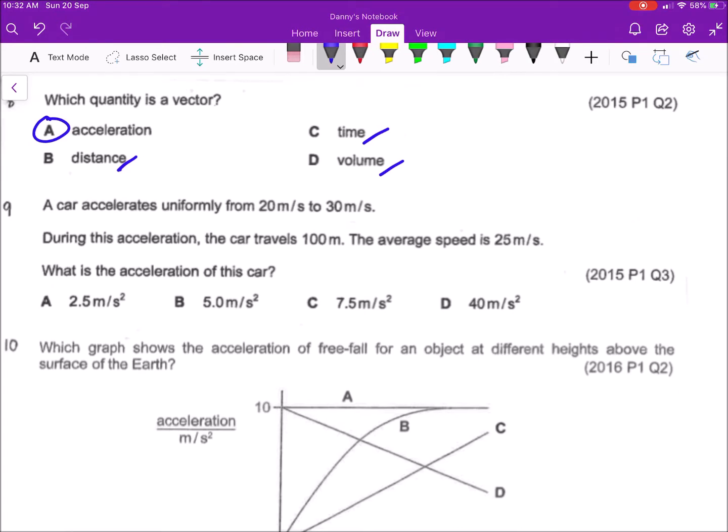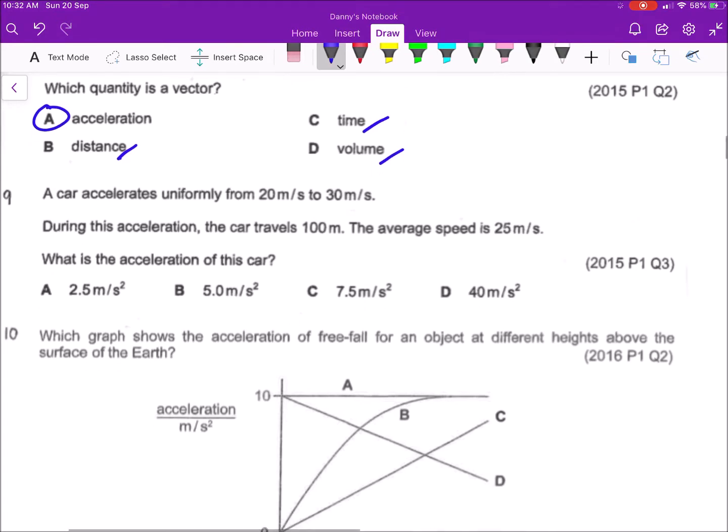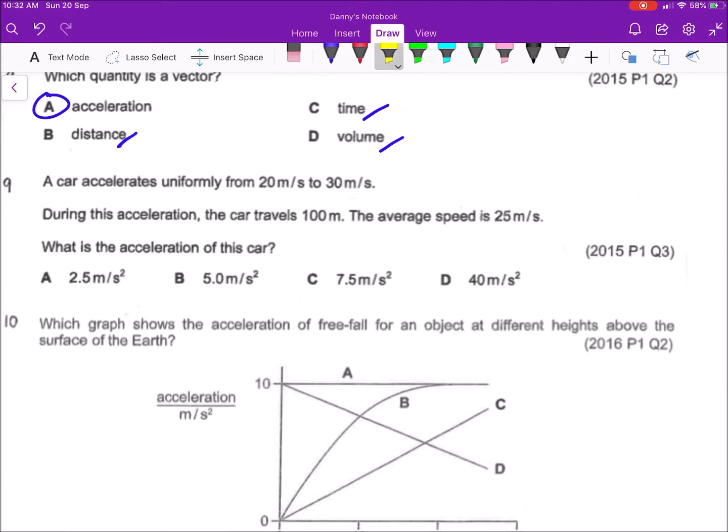It involves directions. If you look at question 9, I think the question wants you to calculate acceleration. So maybe it's time for us to recap what the meaning of acceleration is. Basically, acceleration is just the change of velocity over unit time. So down here, we were told that the car is accelerating from this. So just beware, these two numbers are not acceleration. As you can see from the unit, they are actually the unit of speed or velocity.